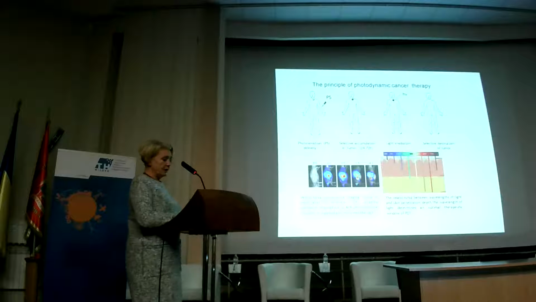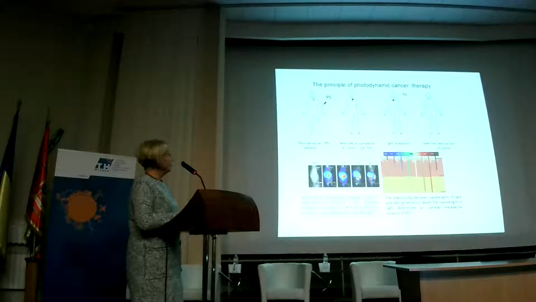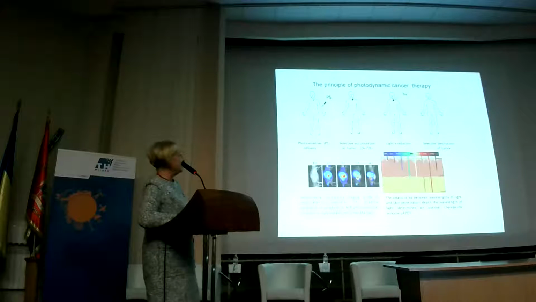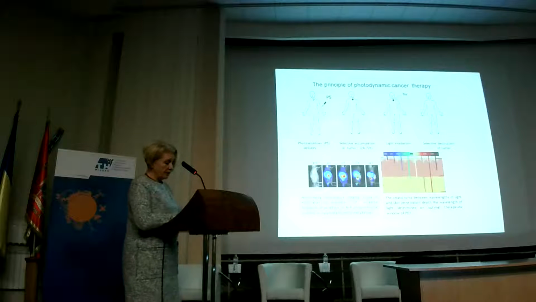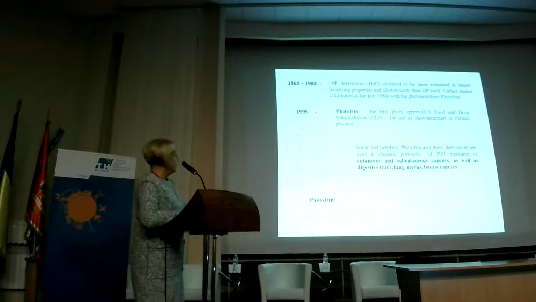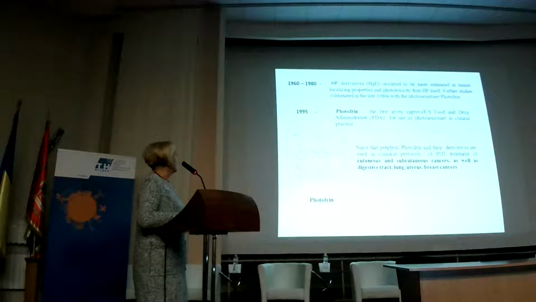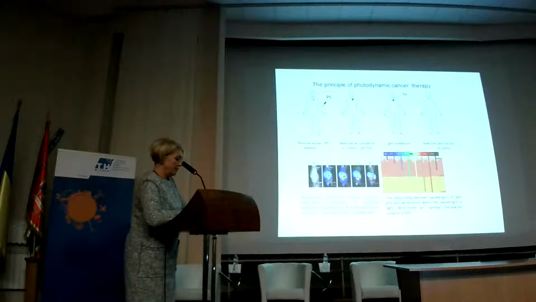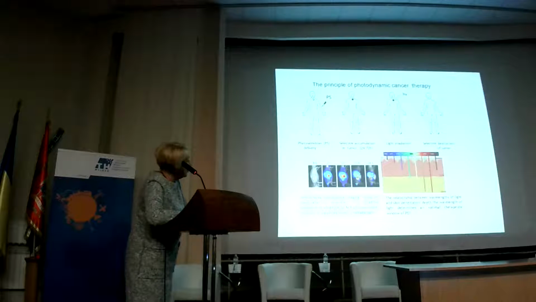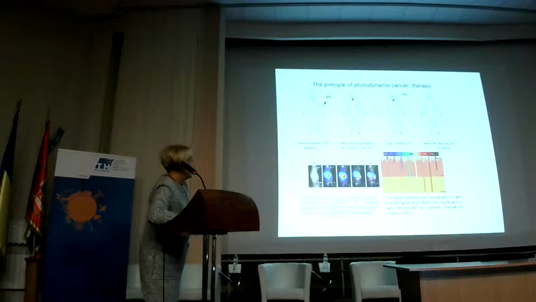What is the problem with photoexcitation of the photosensitizer? It is the relationship between the wavelength of light and skin penetration depth. You see that the blue region allows penetration to approximately 1-2 centimeters, while red illumination allows penetration to approximately 5 centimeters.